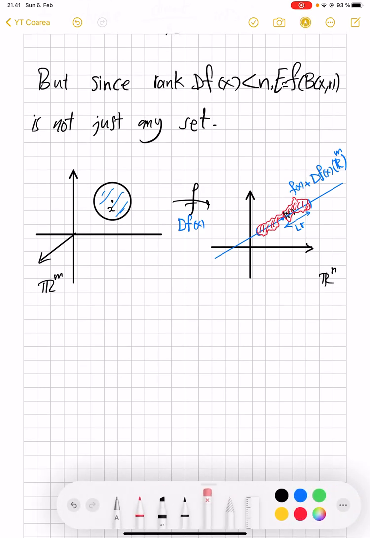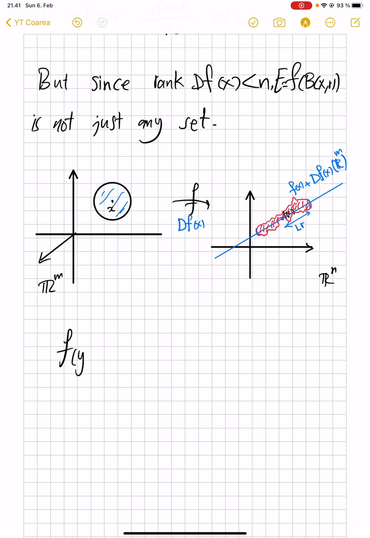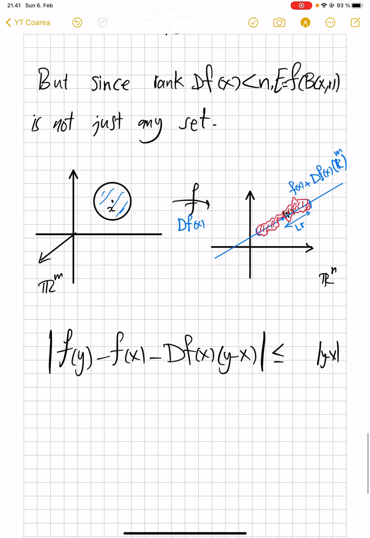But what is true is the following. f of y minus f of x minus derivative of f at x applied to y minus x, divided by the norm of y minus x, goes to 0 by differentiability. That means there exists this delta positive such that for every y in this delta neighborhood of x, this will be less than epsilon. So we take this epsilon to be 1 over n. So if we take this radius r small enough, we will have this inequality.